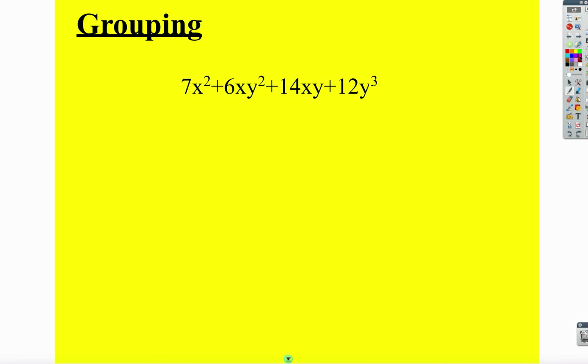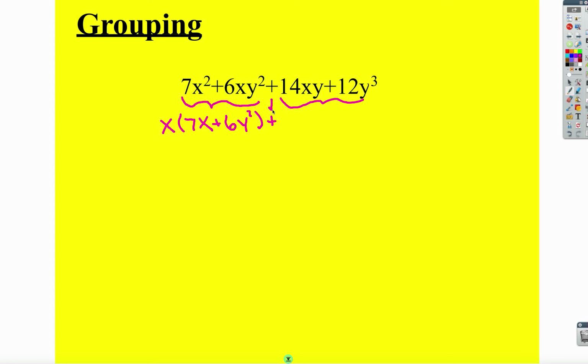So next we looked at factoring by what was called grouping. If I look at all four terms here, they don't all four have a common factor. So then I can try to group them. If I group these two terms together, they have a common factor, and that would be x. If I factor an x out here, that would give me 7x plus 6y squared. And then if I look at this next group here, the 14 and the 12, they have a 2 in common.